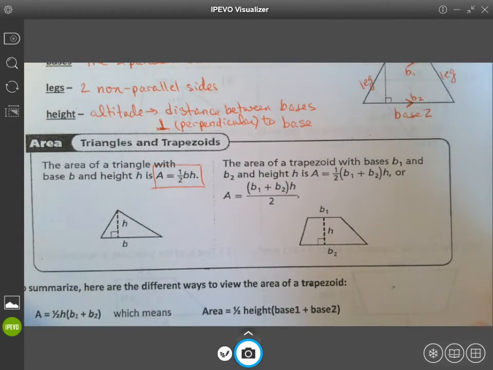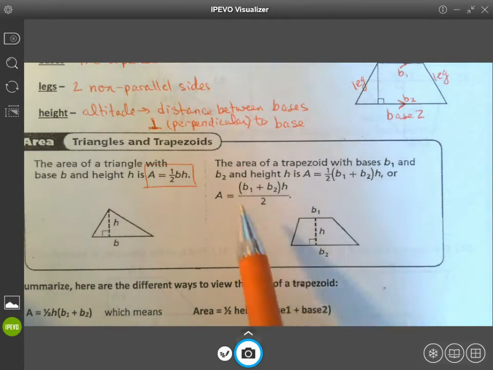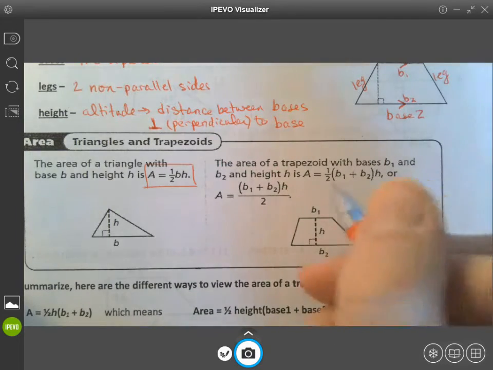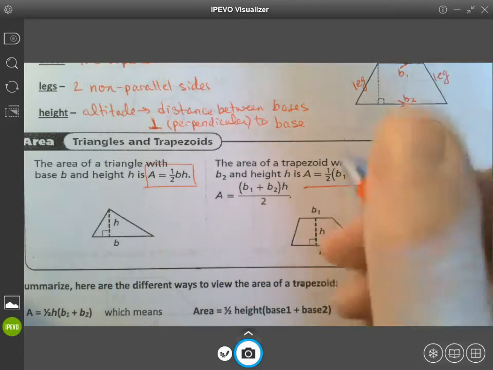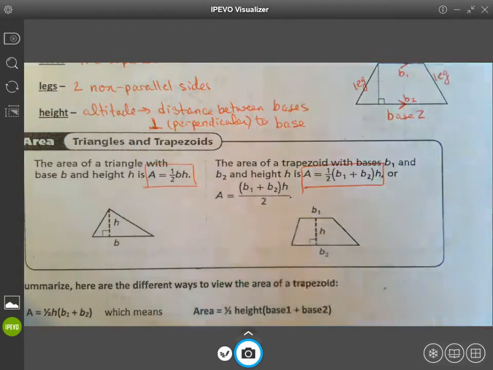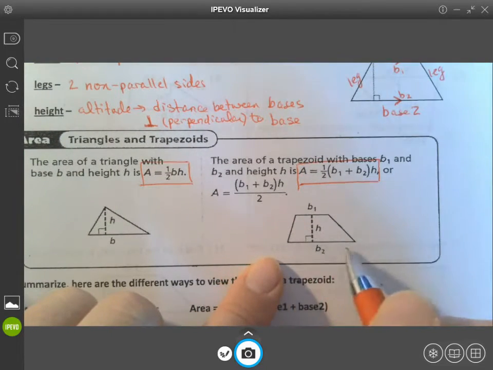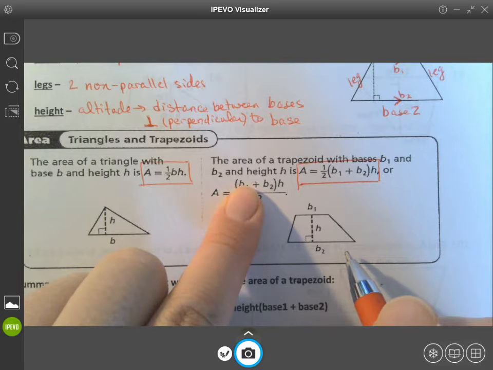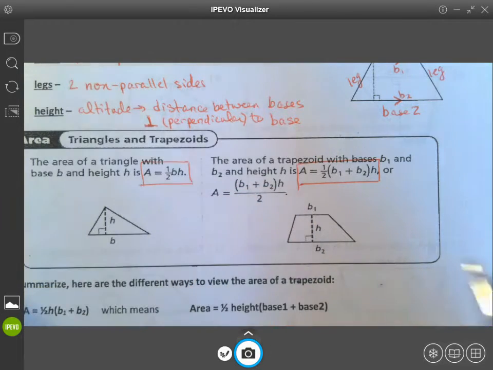Okay, now, this looks a little confusing, and I get it. There's two ways to write this formula. I prefer this way because I think it's just easier to see. That's my preference, but this is the same. So what are they doing here? You take the base 1 and base 2, the parallel sides, you add them together, multiply it by the height, and then you divide it by 2. And that seems a little crazy.